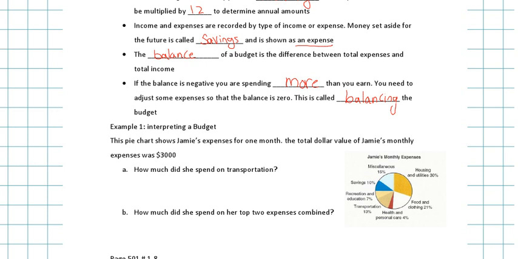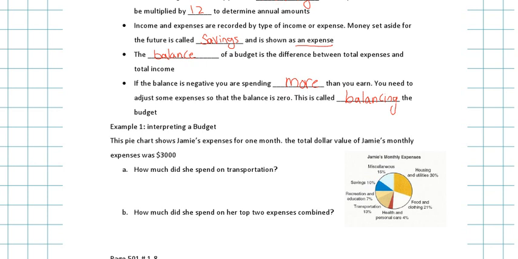It's a pie chart that shows Jamie's expenses for one month. The total dollar value of Jamie's monthly expenses was $3,000. So this is how much she spent during that month. Now we're going to see what percentage goes to each item. Housing and utilities is 30%. Food and clothing is 21%. Health and personal care is 4%. Transportation is 13%. Recreation and education is 7%, savings 10%, and miscellaneous is 15%.